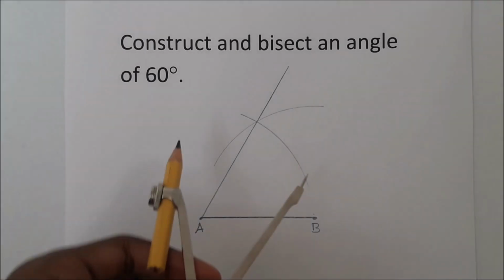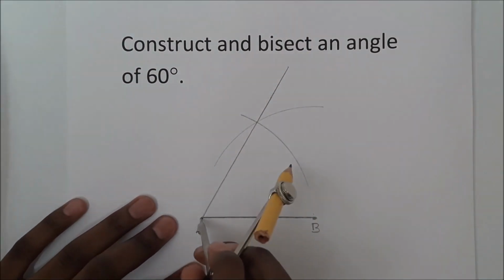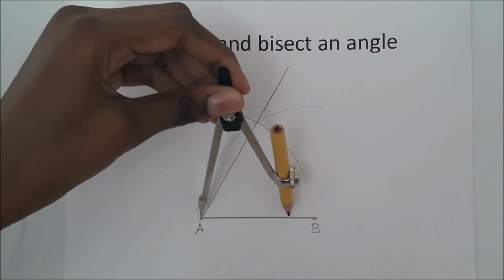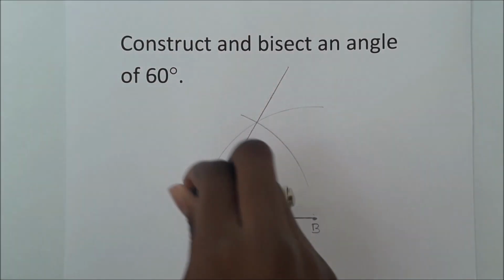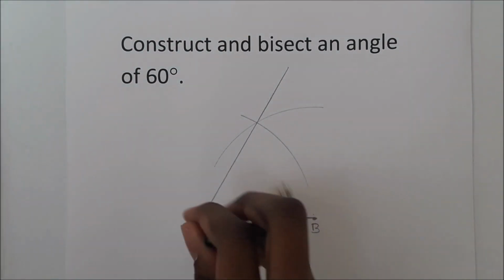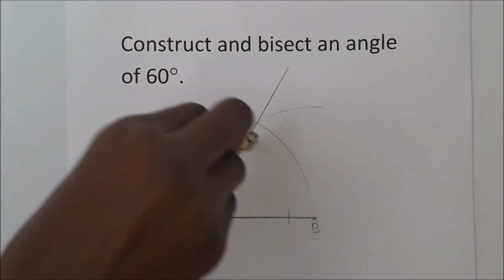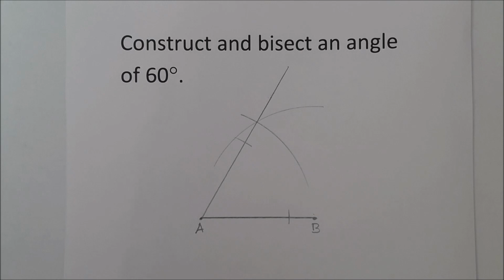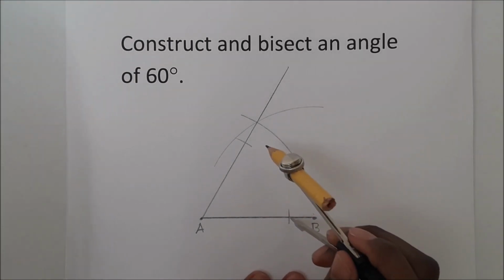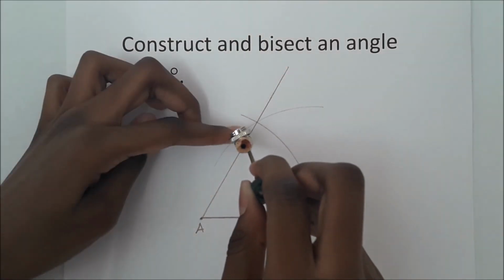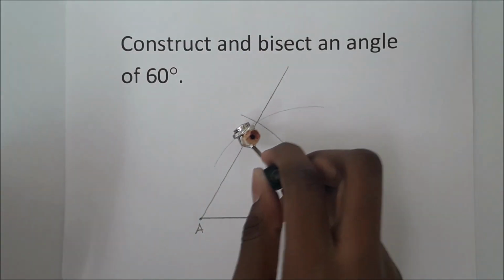Now to bisect it, you need your compass. Place the tip at point A and extend it more than halfway on the line and draw an arc. And draw another one on the other arm. So you cut one arm and then you cut the other arm. Next, place the tip of the compass at one of the arcs and the pencil at another one. Let's see that.